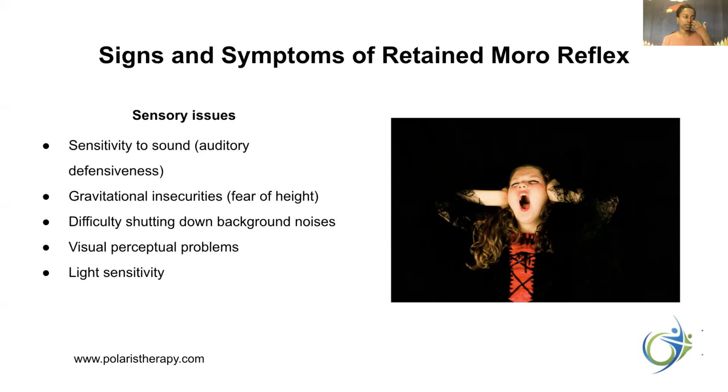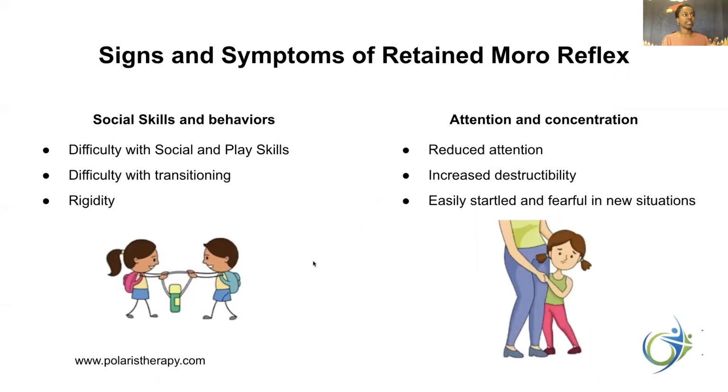This also goes with the auditory system, visual perceptual problems, not being able to have a good visual ground, not being able to have good visual perceptual skills, and light sensitivity. Again, we talked about how the Moro reflex affects all the sensory systems, right? So you see that happening here. And we also see social skills and behavior.